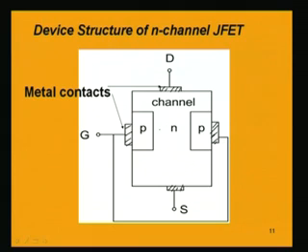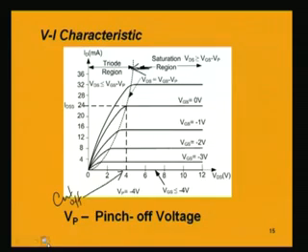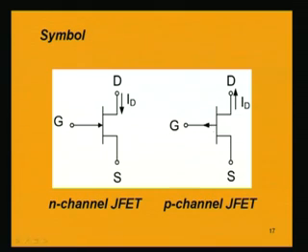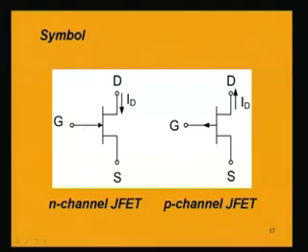Similarly, if it is a P channel, that means the channel is made of P. So, you will be having current from P to the gate. P to N means P to the gate. So, these are two symbolic representations for the two types of JFET, and it is meaningful in that way, that you can know whether the channel is N or P by simply looking at the arrow.